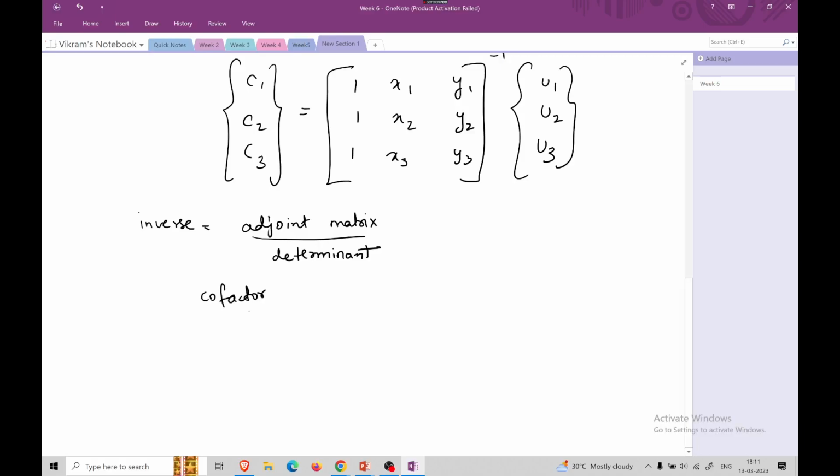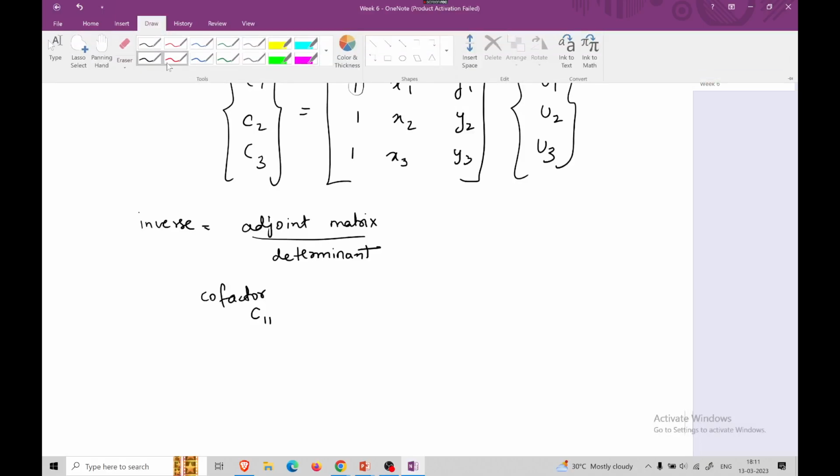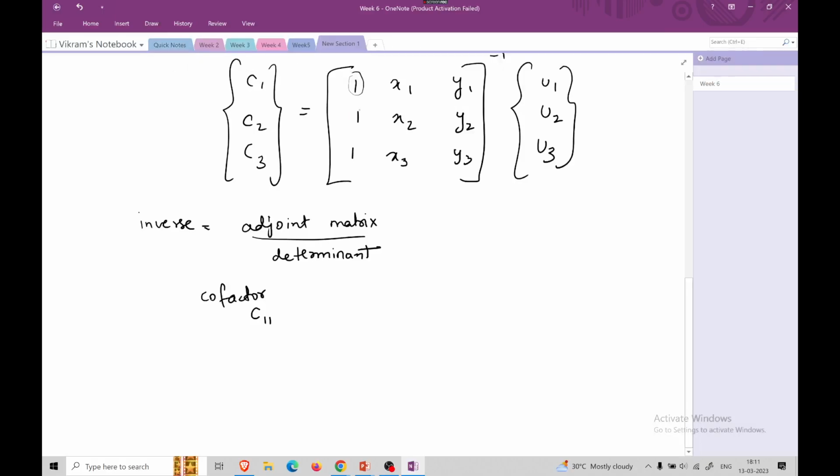So let me say it is C. So C11, how do I find it? I have to ignore the row and column of this element. So how I do it is I delete these two elements and I multiply these two. So what will I get? I will get something like x2 y3 minus x3 y2.